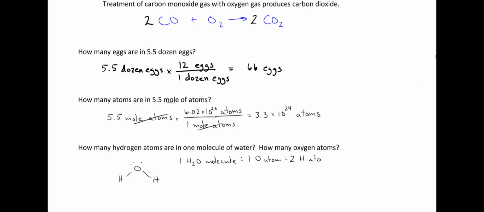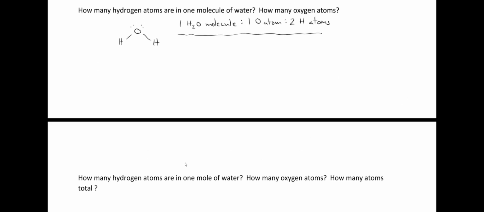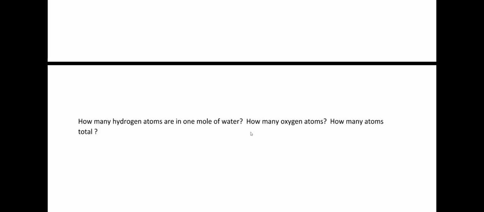Notice I'm not using H2 or O2 here because we're not talking about the pure element. So these relationships are going to be useful in the next problem that we're going to look at. So one water molecule is equivalent to having one oxygen atom is equivalent to having 2 hydrogen atoms. Okay, so how many hydrogen atoms are in 1 mole of water? How many oxygen atoms? And how many atoms total?